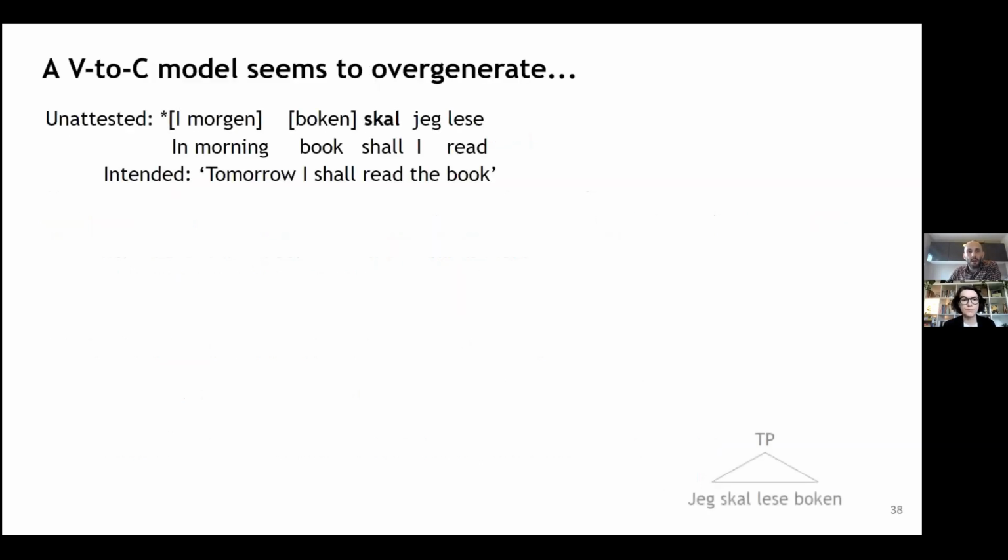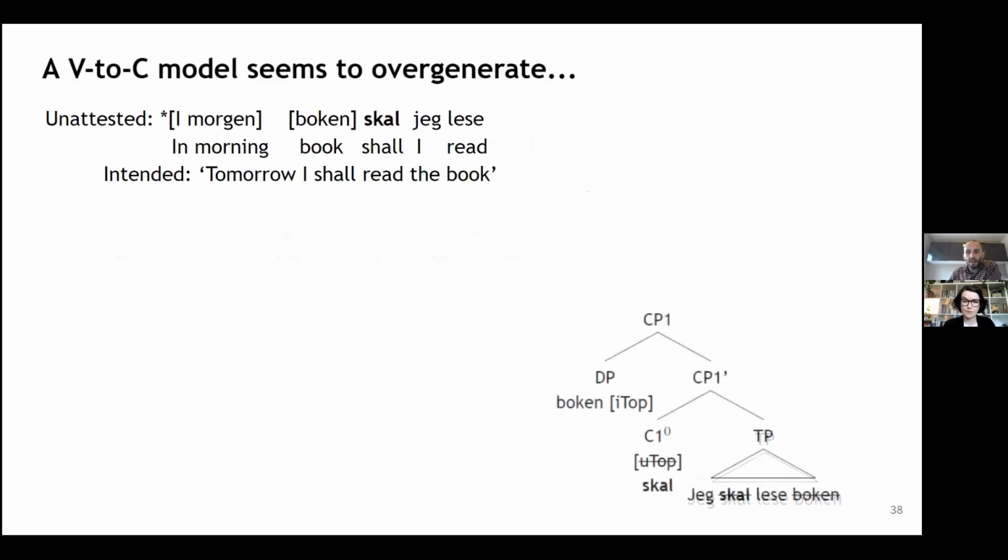So it seems to us that a V2C model might overgenerate. Here we just name two different projections in the left periphery, and then you move the verb to the head of the first. If you have topicalization of the direct object, then why wouldn't you be able to first base generate a frame on top of this, if this is the proper analysis? But clearly this is apparently not attested.